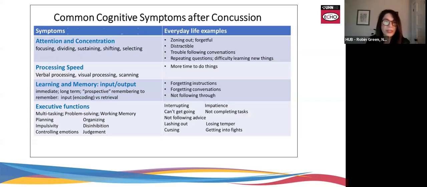On the right side of the slide, you can see everyday life examples of these problems. For example, problems with focusing and sustaining attention might look like a person is simply zoning out. Processing speed difficulties may show up in everyday life as simply taking more time to carry out activities throughout the day. Memory problems may result in people forgetting instructions or conversations. And executive functions might show up as impatience or outbursts of anxiety, of anger or crying, swearing, not following through on things.